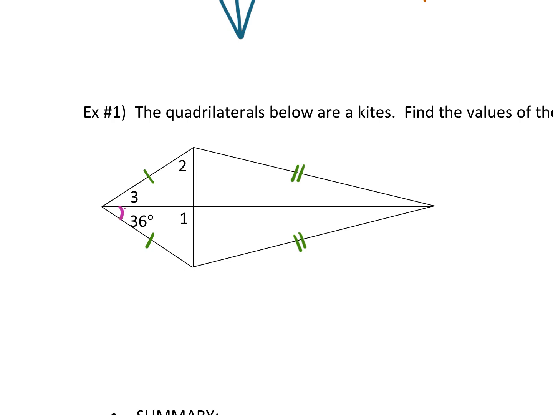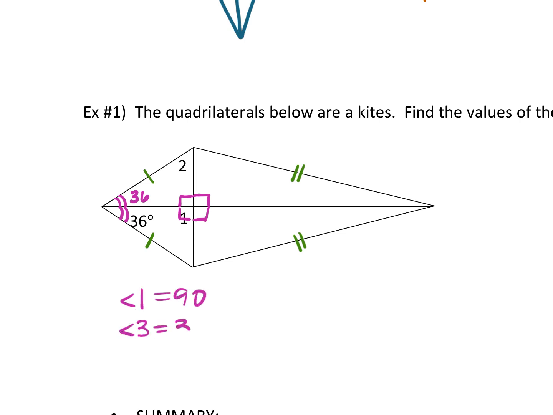So we know that this angle is the same as that angle. Okay, so 3 is 36. 1 is 90. The diagonals of a kite are perpendicular. So 90, 90, 90, and 90. Guys, I would start there every time. If you see a kite, the diagonals are perpendicular. It will help you. Now this is nice. So angle 1 is 90.